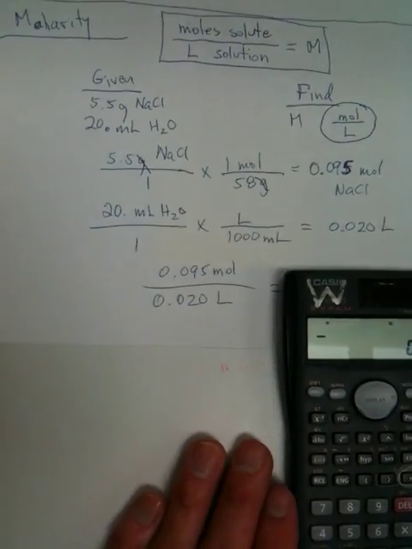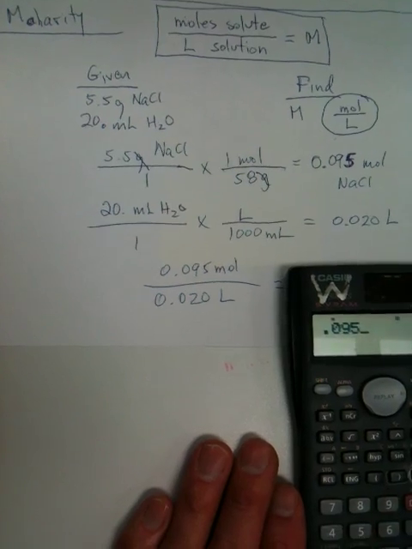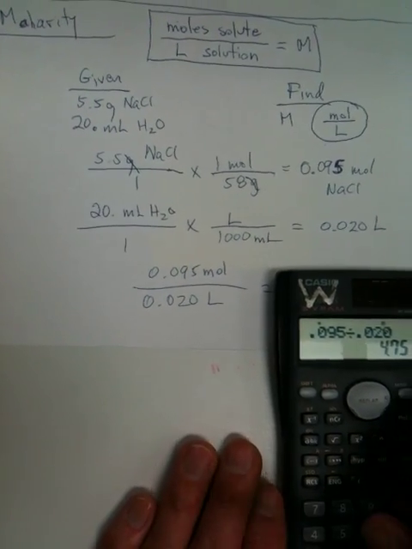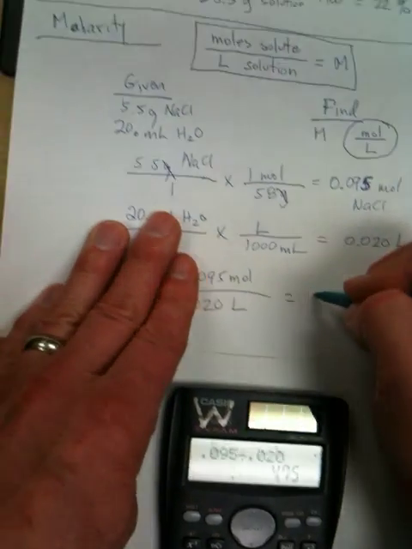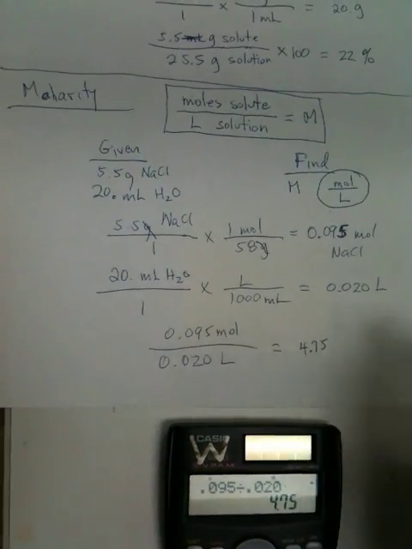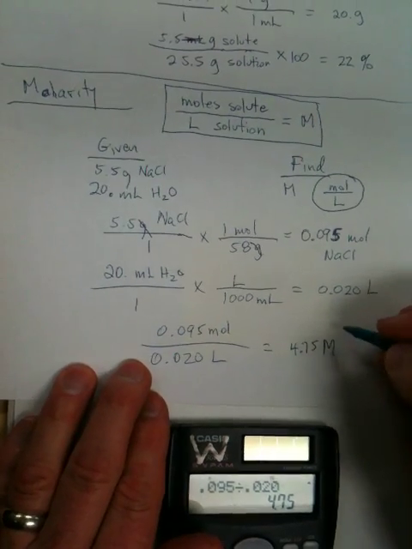So now we need 0.095 divided by 0.020. And there we go, 4.75. And that is our big M. That's it.